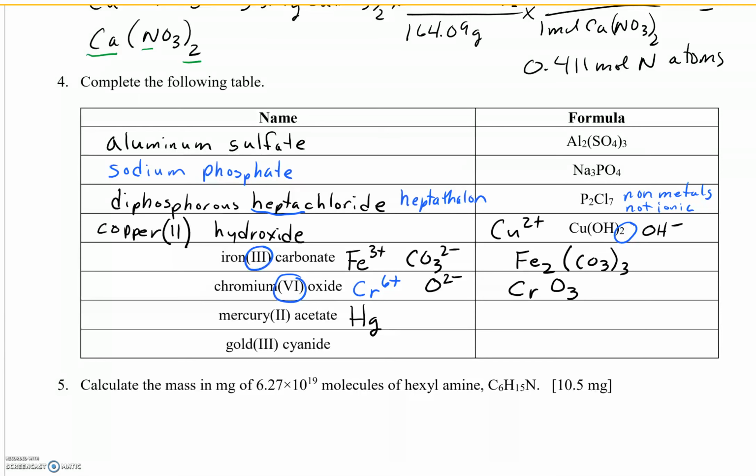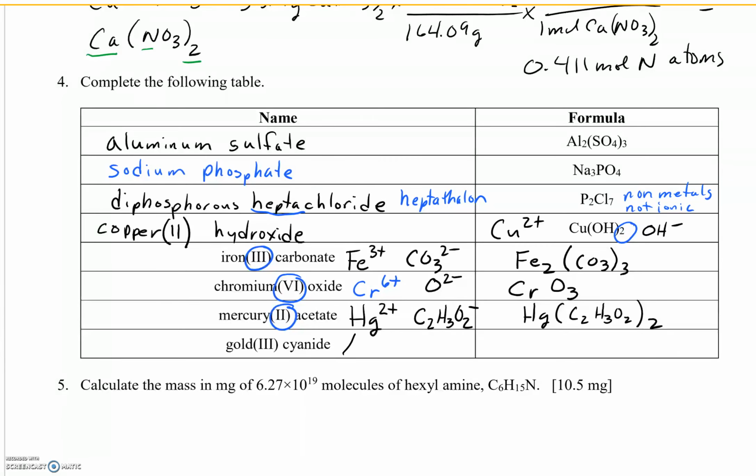Mercury 2, the 2 tells us one thing and one thing only. The 2 tells us that mercury has a 2+ charge. Acetate's an ion you're supposed to know. It's C2H3O2 and has a -1 charge. So the formula for mercury 2 acetate is Hg with 2 acetate ions.